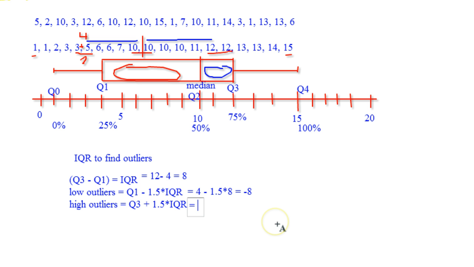Okay, now high outliers are going to be 12 plus 1.5 times 8. Okay, and this is just a good way to double check it. So we change our formula, insert 12, delete minus, plus. Okay, and that should be 24. So if there's any numbers above 24 or below negative 8, we have outliers. And since there is none, we have no outliers.